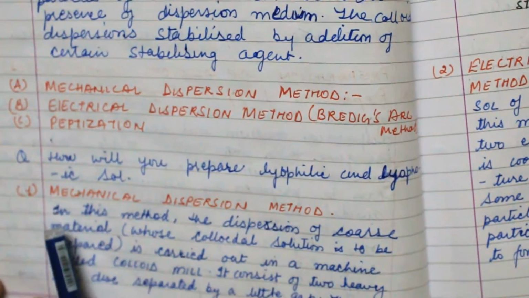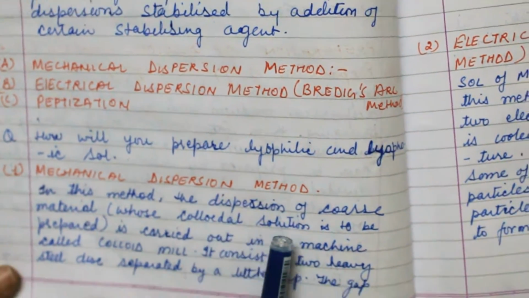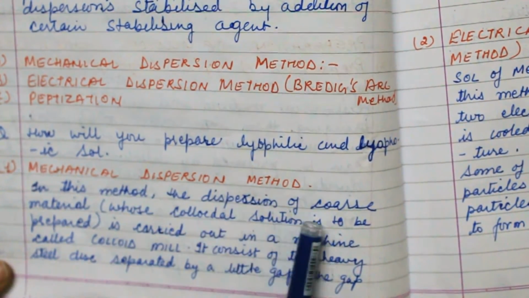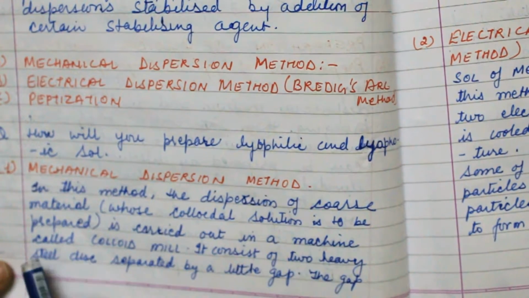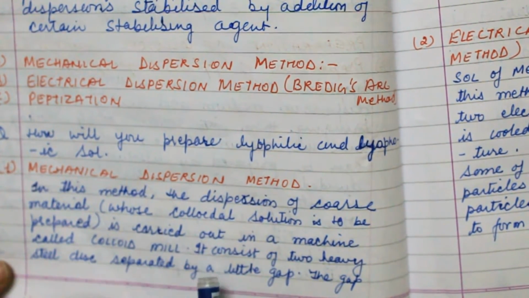Student, today my topic is the mechanical dispersion method. In this method, the dispersion of coarse material whose colloidal solution is to be prepared is carried out in a machine called a colloid mill.